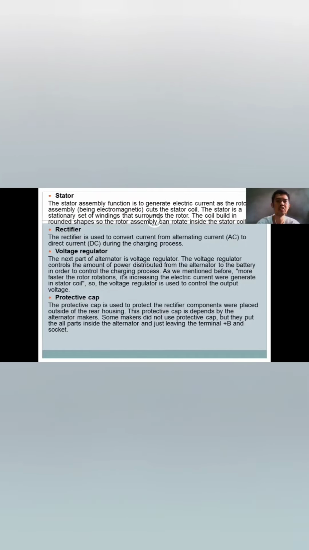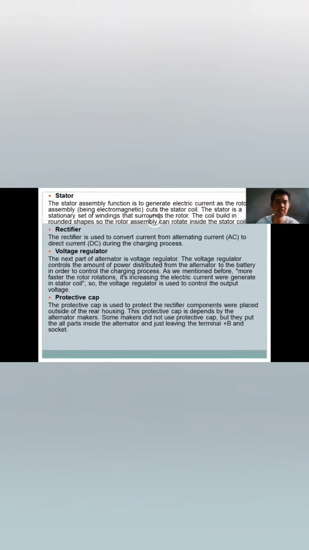In a Y connection type stator, the wire ends from the stator winding are connected to a neutral junction so that the circuit looks like the letter Y. A Y type stator provides good current output at low engine speed.